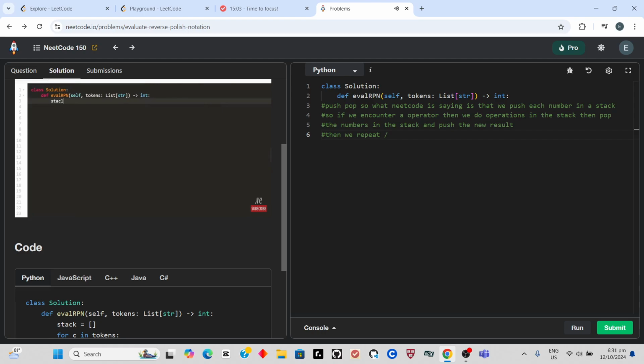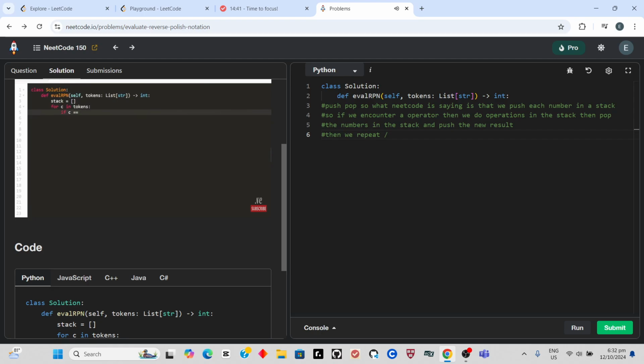Like I said, we're going to need a single data structure in this problem, which is going to be our stack. In Python, you can just use a list. And then most of this problem is just going to be boilerplate. Once you realize that a stack works for this problem, then it's just about coding it up. So what we're going to do is just iterate through every character in our tokens input, and then just have a bunch of conditional statements.